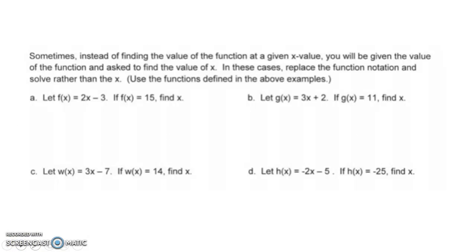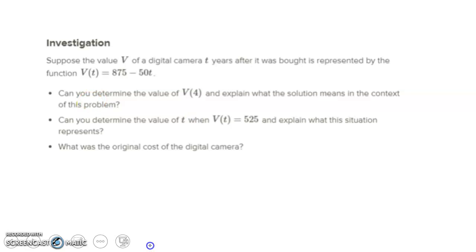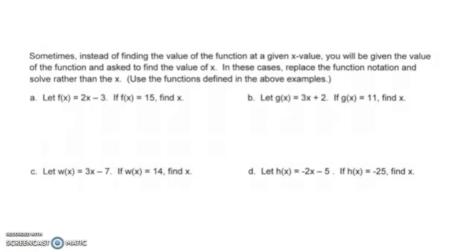Now, first of all, I apologize for the blurriness on all of this, but basically, what we want to do now is, instead of finding the value of a function at a given x value, you're given the value of the function, find the value of x. So if f of x equals 15, find x. Let's say you got this first function, it gives you 2x minus 3.